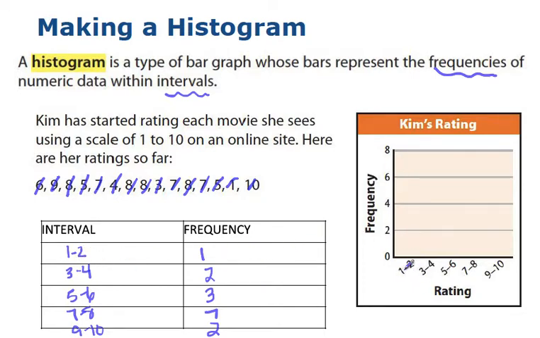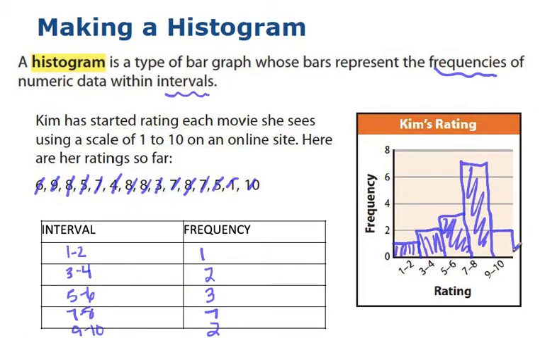In the interval of ratings 1 to 2, she had 1 occurrence. Now be careful because my scale is going up by 2s. So I know 1 is going to be right here in the center, and there is my data. 3s and 4s, she had 2 of them. 5s and 6s, she had 3. Oops, got that one a little large. 7s and 8s, she had 7, way up here. And 9s and 10s, she had 2.